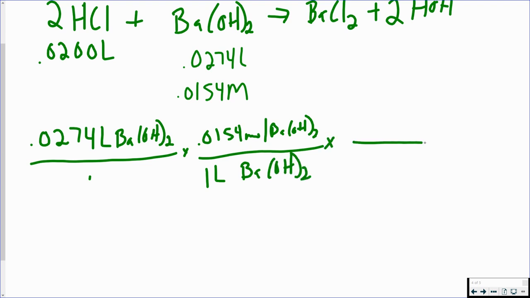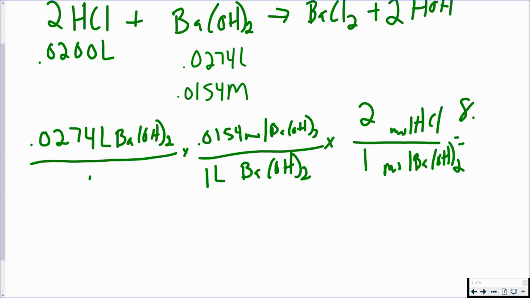Again, since there was no molarity given to me of my second formula, I'm going to stop at the mole ratio. So this is going to be moles of HCl over moles of barium hydroxide. That gives me 1 and 2, giving me a final mole answer of 8.439 times 10 to the negative fourth. And this is moles of HCl.